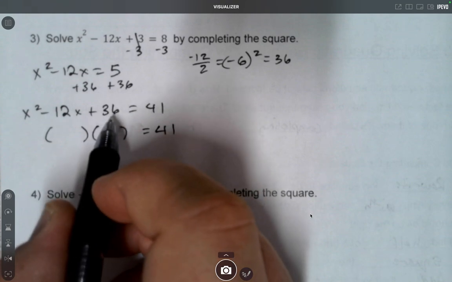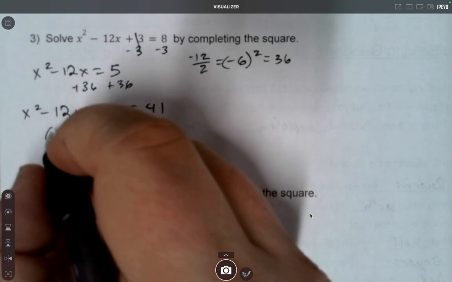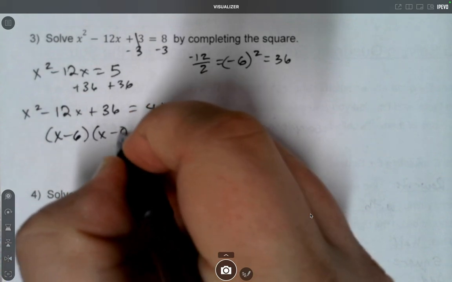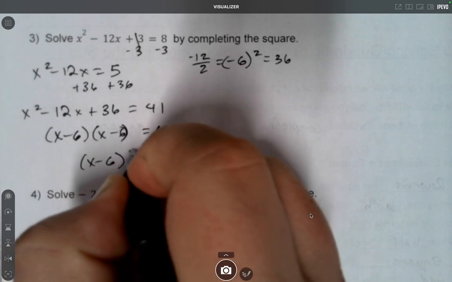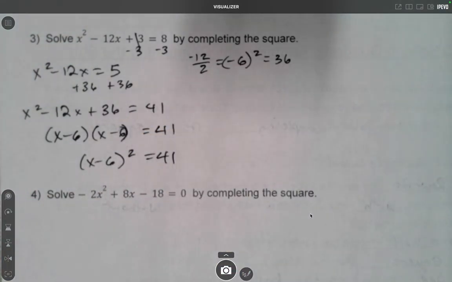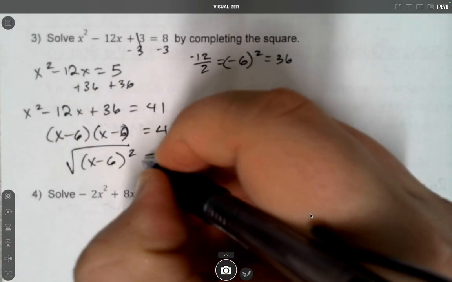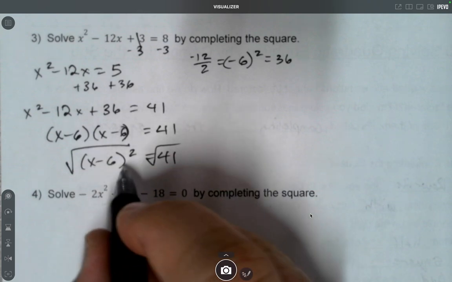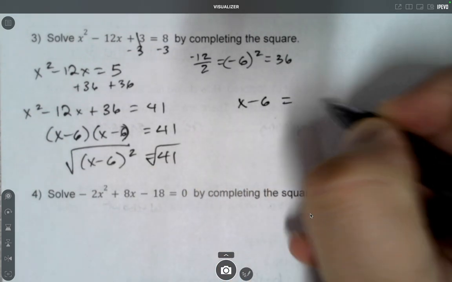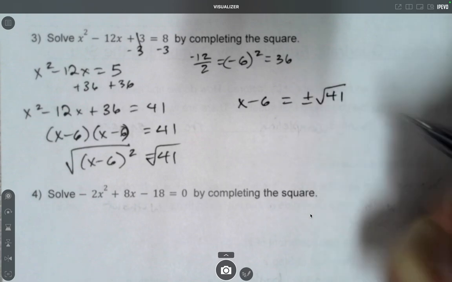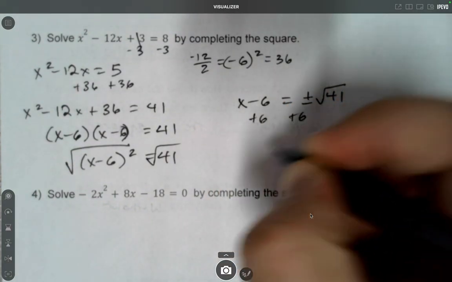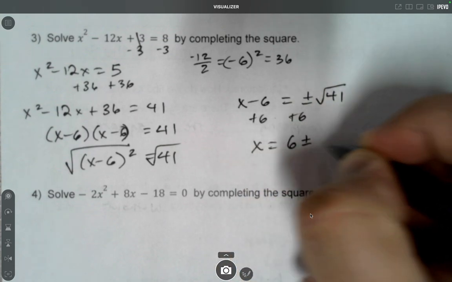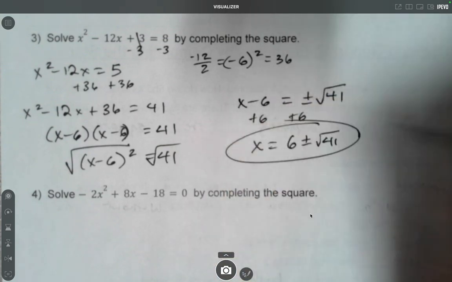We have to think: what multiplies to be 36 and adds up to negative 12? That would be negative 6 and negative 6. So this can be written as x minus 6 squared, because it's the same thing times the same thing. We take the square root of both sides. The square root and the squared cancel out. We get plus or minus the square root of 41. Then we add 6 to both sides. So we get 6 plus or minus the square root of 41.